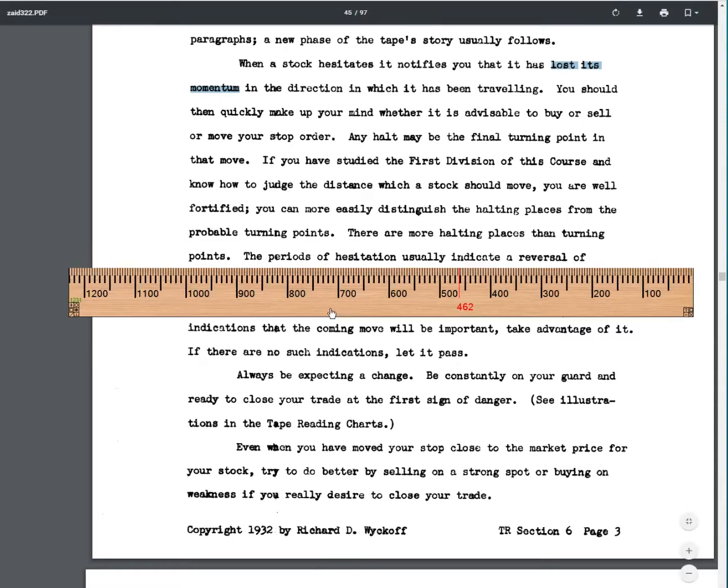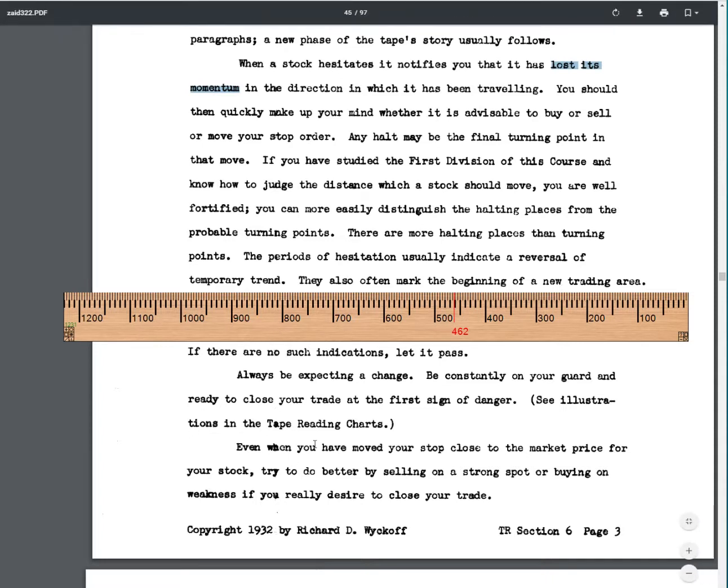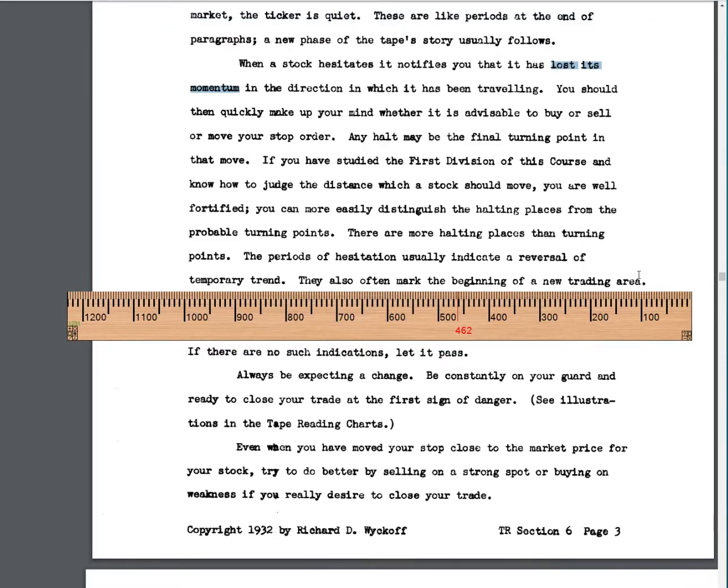The periods of hesitation usually indicate a reversal of the temporary trend. They also mark the beginning of a new trading area. This is very important right here. How are trading ranges, how do you identify trading ranges?